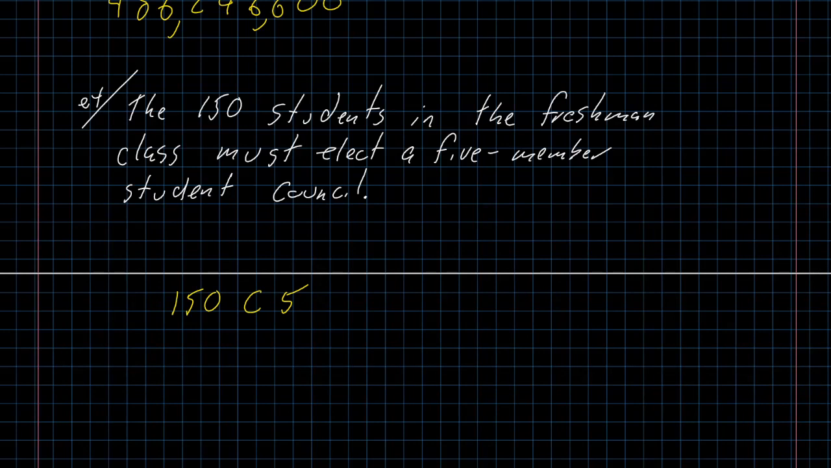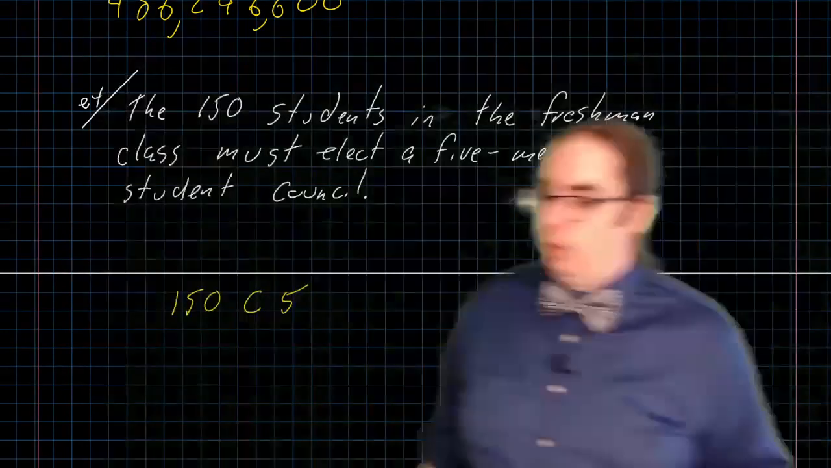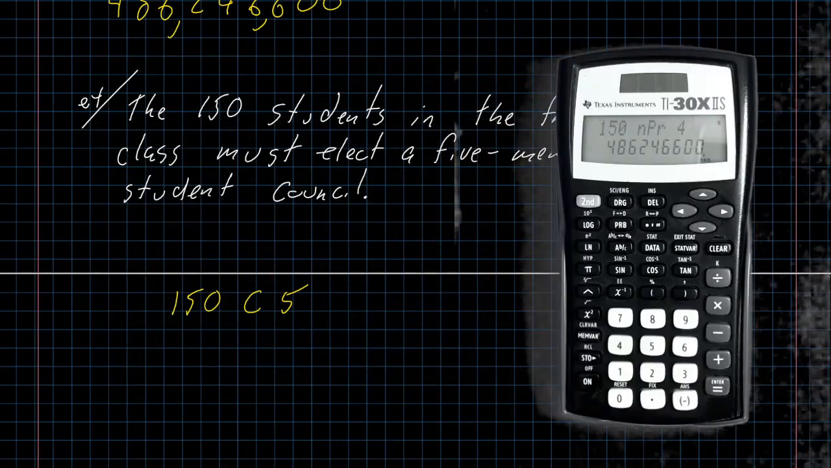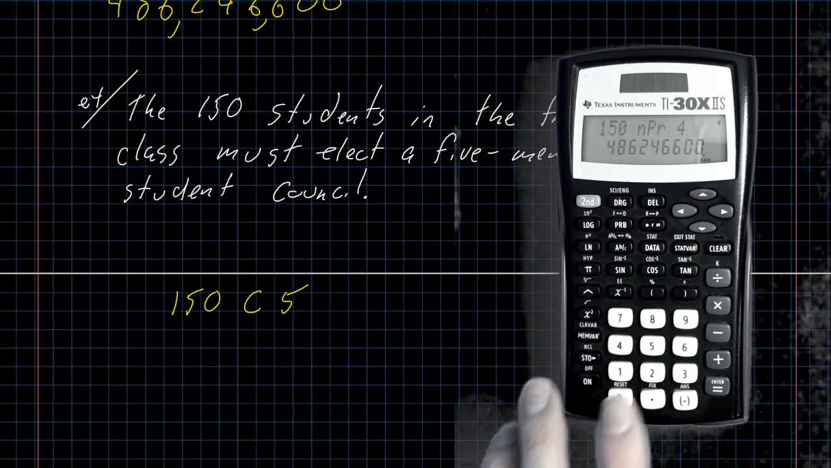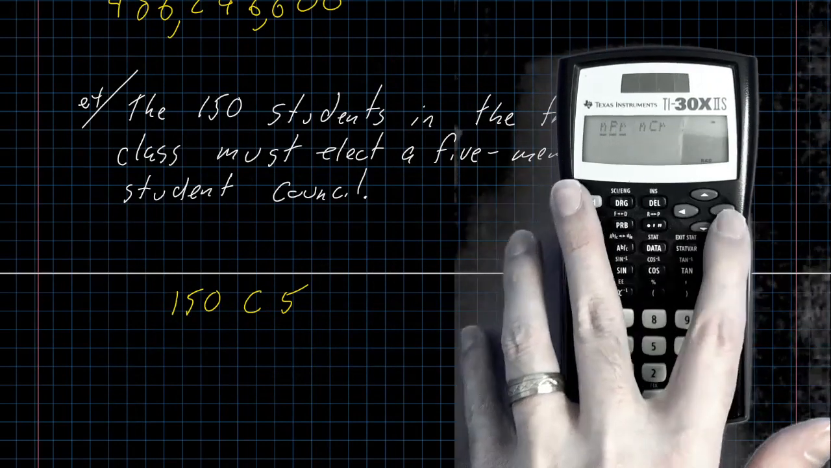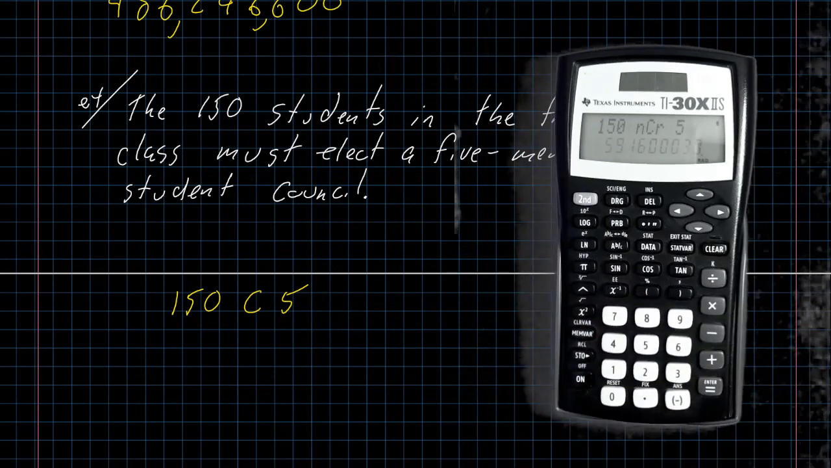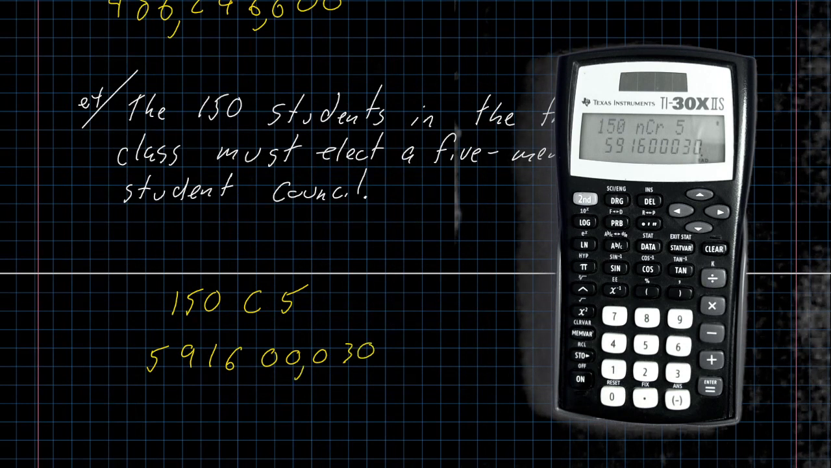That's where the choose function comes in. Grab my calculator one more time. We can punch in 150 choose 5, and my calculator is happy to tell me that this comes out to 591,600,030.